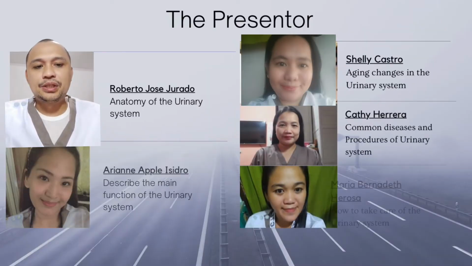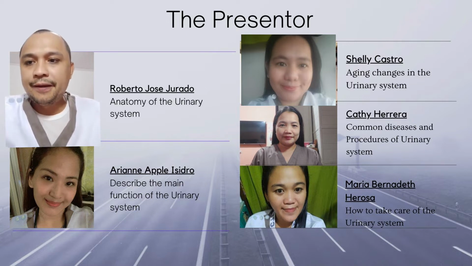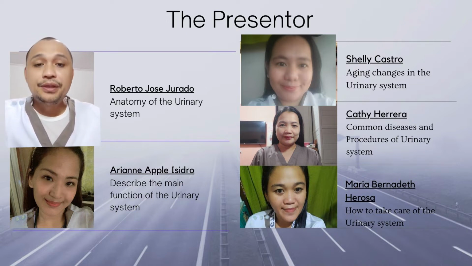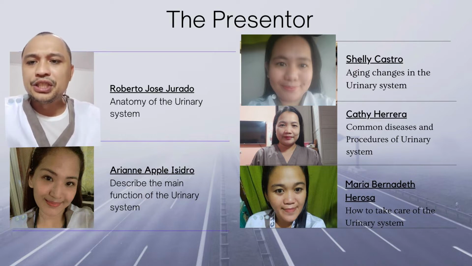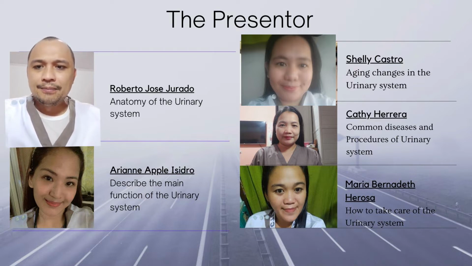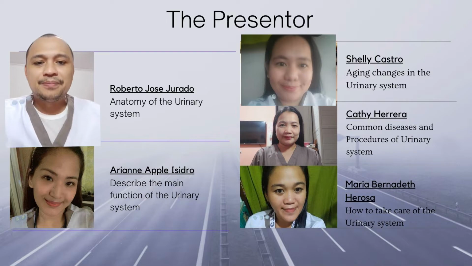The members are as follows, from number 27 to 31. Roberto Jose Vijorado for the anatomy of the urinary system. Next is Arian Apple Isidro for the description of the main function of the urinary system. Third is Shelly Castro for the aging changes in the urinary system. Fourth is Ms. Cathy Herrera for the common diseases. And lastly, Ms. Bernadette Herosa on how to take care of the urinary system.